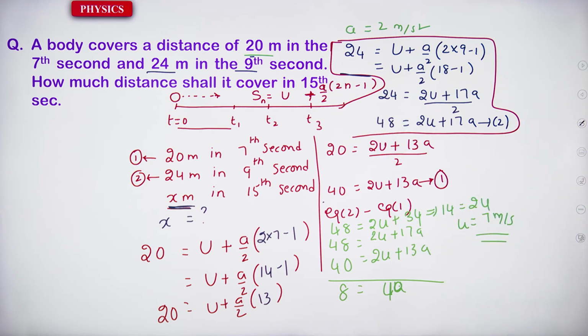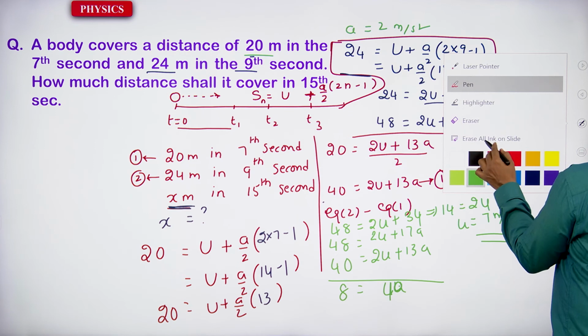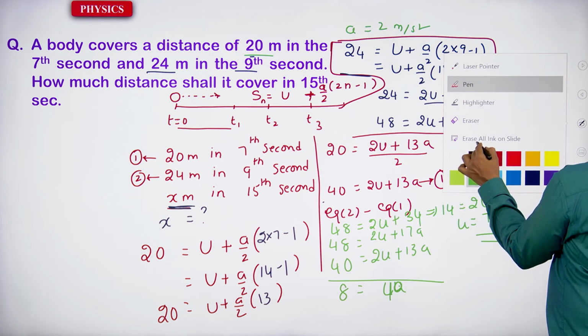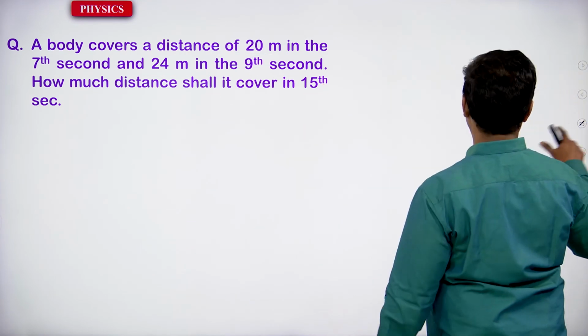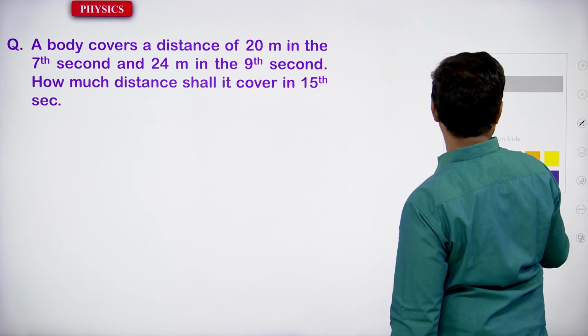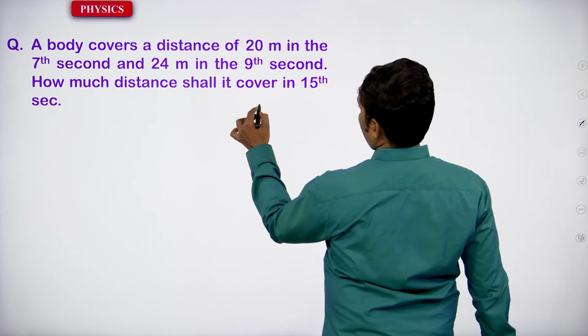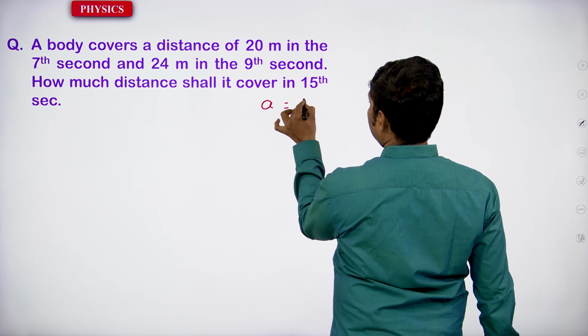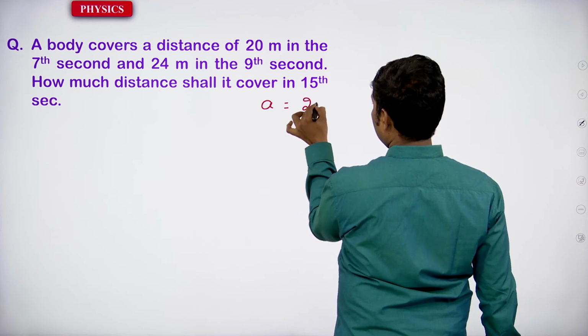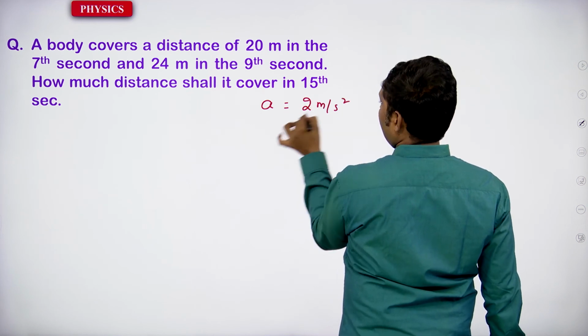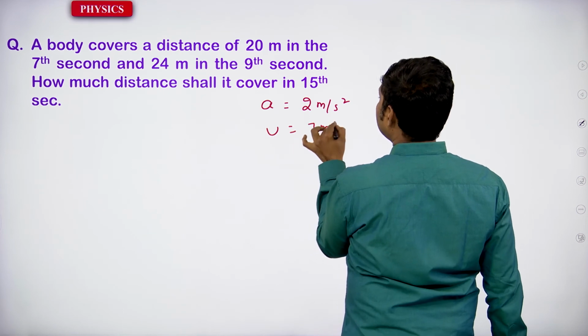Let me see this one. Yeah, we have taken that equation. So, we have obtained that a is equal to 2, right. Okay, we would like to go for this one. So, we have taken that a is equal to 2 meter per second square and u is equal to 7 meter per second.